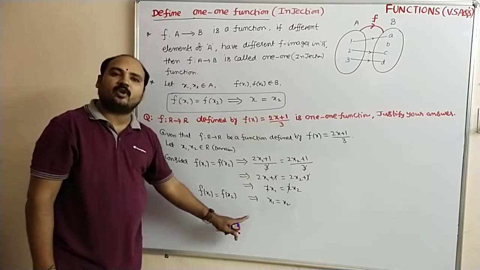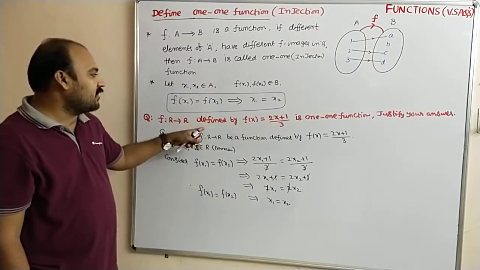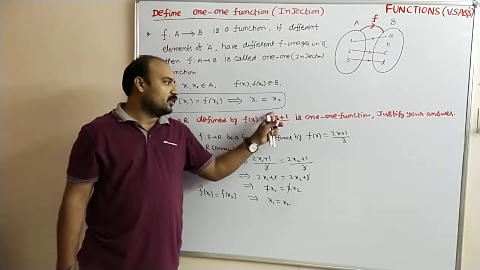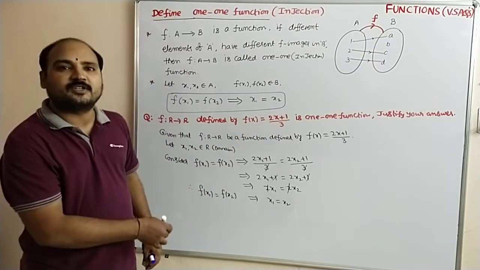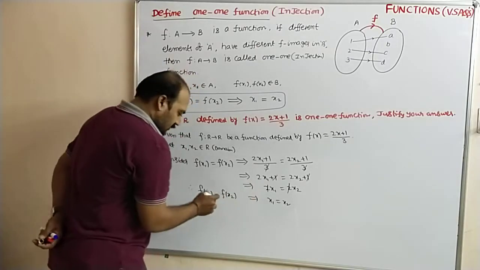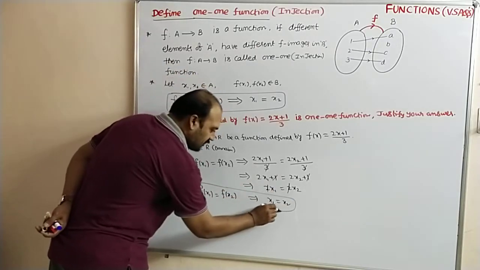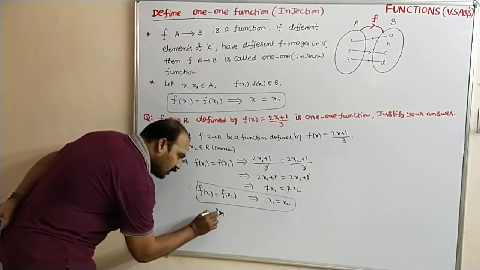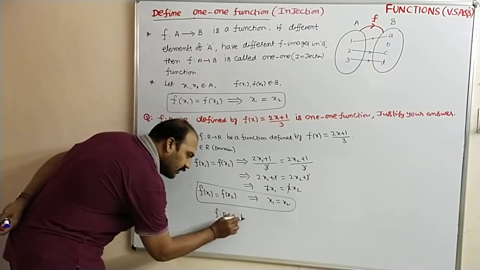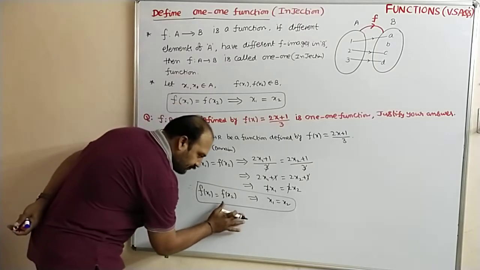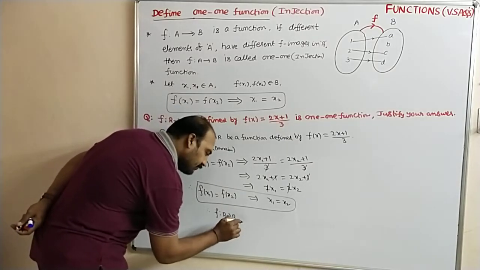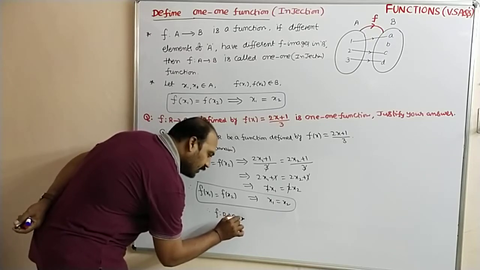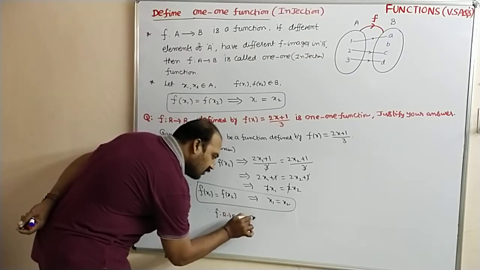Whenever we get this condition, the given function f(x) defined from R to R as f(x) = (2x + 1)/3 is a one-one function. Hence the function is one-one. Therefore, f from R to R is a one-one function, or injection.